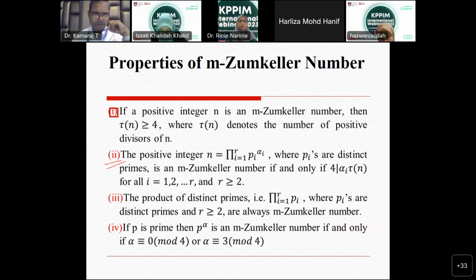Where i is 1, 2, and so on, if the product involves all distinct primes, and the product involves at least 2 distinct primes, then definitely that number is a Zumkeller number. Here in our case, we have discussed 6, no? 6 is actually written as a product of 2 distinct primes, 2 into 3. Now, as per property 3, 6 is always a Zumkeller number. So we have some properties there.